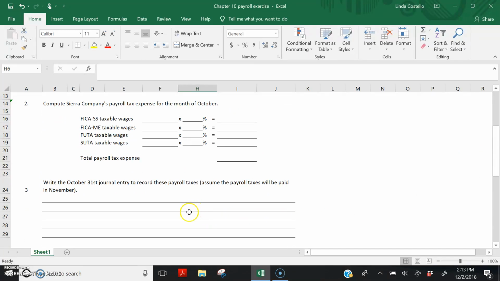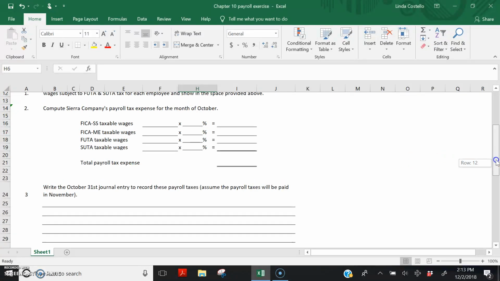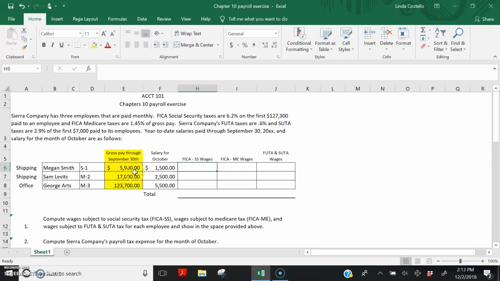It is very important to understand that the year-to-date gross wages have already been paid to employees, and all payroll taxes on the year-to-date wages have already been paid. The only reason we need the year-to-date gross wage column is to see if any employee has exceeded or is bumping up against a wage base. Let's practice.